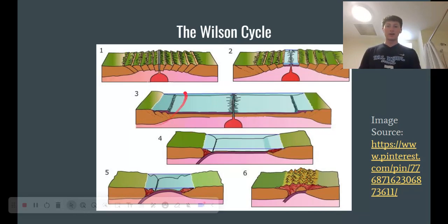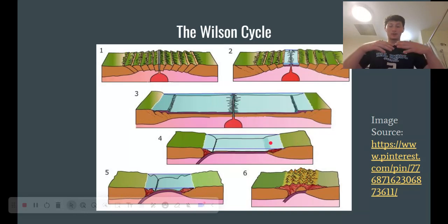As you can see on the left side here, we have one continent, and then this is another side of a continent that was broken up. Another side of the supercontinent that was broken up, and eventually we move on to stage four, where this continent is on the other side of this one, and this one is the other side of this one.